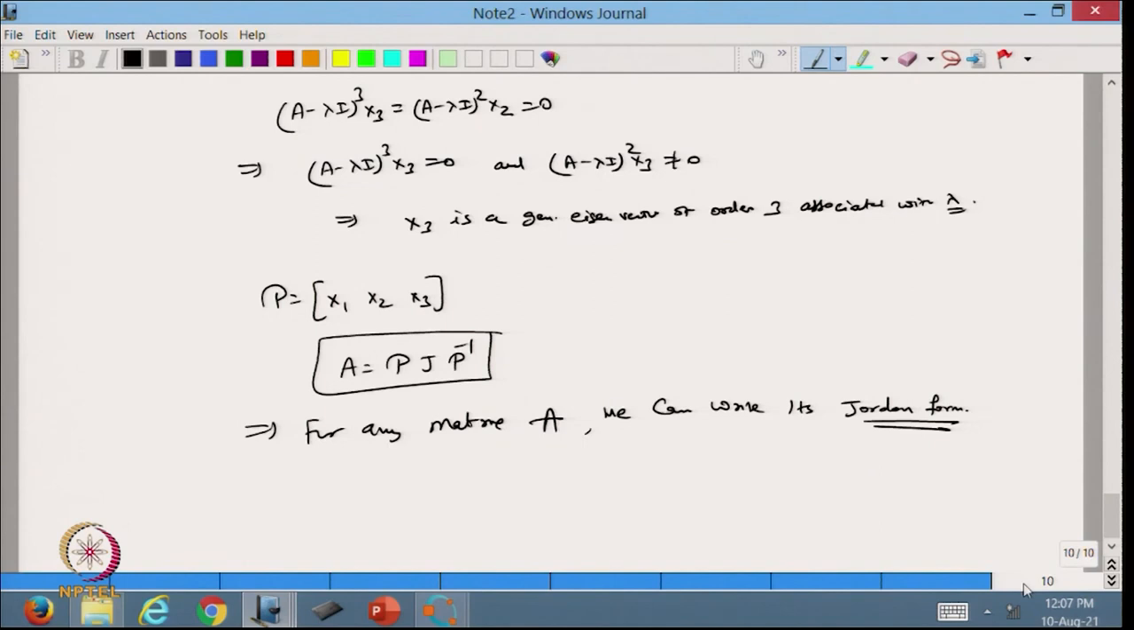So, in the lecture today we have discussed which types of matrices are diagonalizable, and when the eigenvalues are repeating, then we know that the matrix may or may not be diagonalizable. And then we have defined another form that is called the Jordan form, and we have shown that any matrix A can be written in the form of Jordan blocks. And so, in the next lecture we will continue with this and discuss some examples based on that.